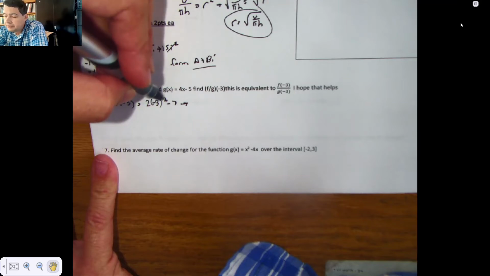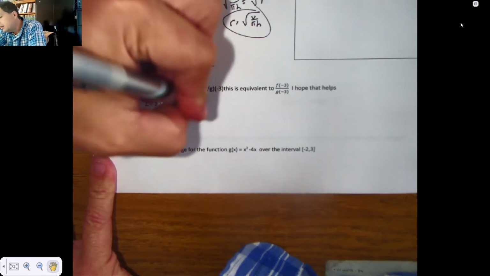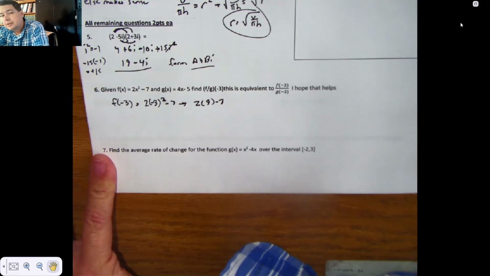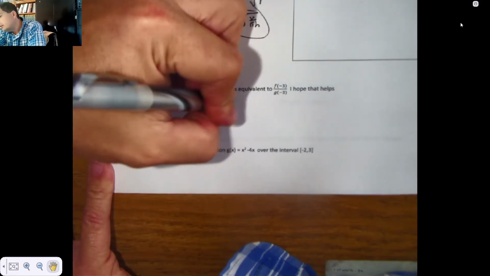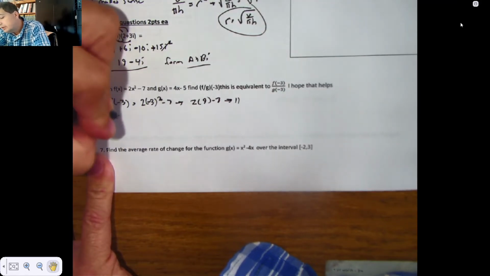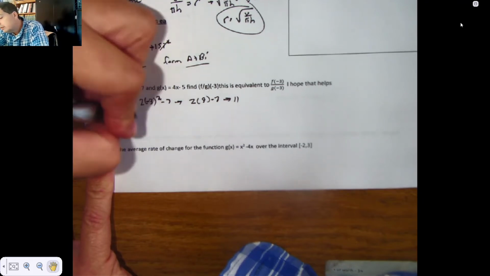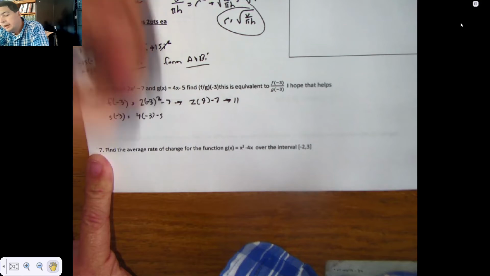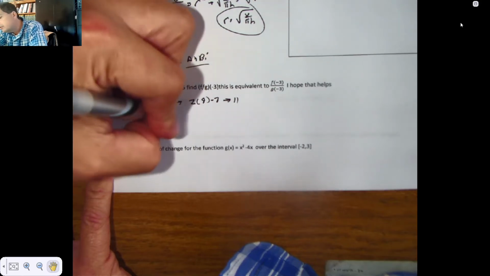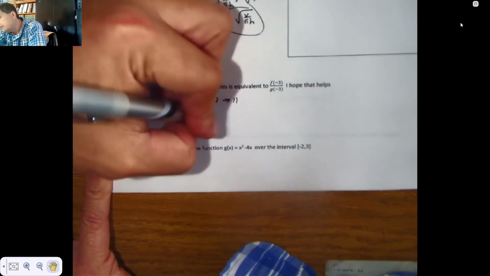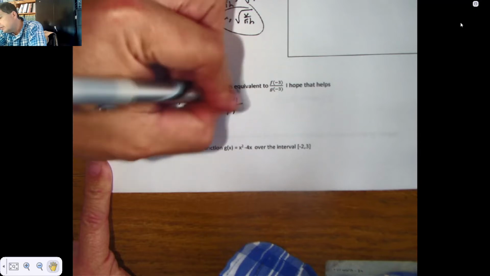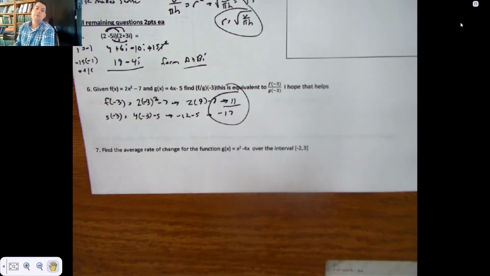If you take a -3 and square it, you get 9. Twice a 9 minus a 7. Twice a 9 is 18. You take away a 7, you get 11. Now you're going to find g of -3 by plugging a -3 into g of x. 4 times a -3 minus 5. 4 times a -3 is -12. And -12 minus 5 is -17. And by the way, it was f over g. So 11 over -17 or -11/17.